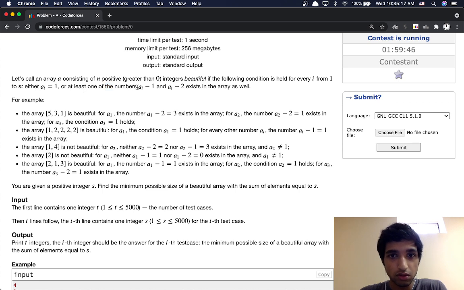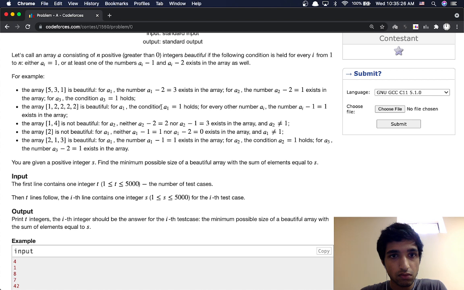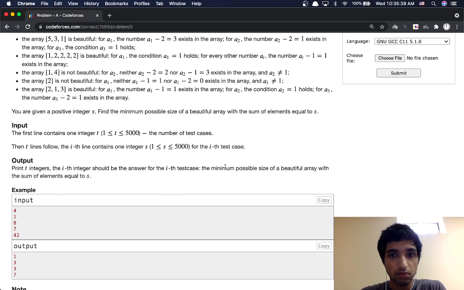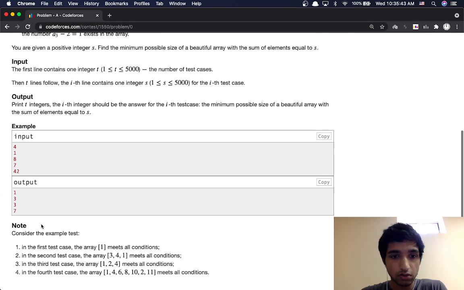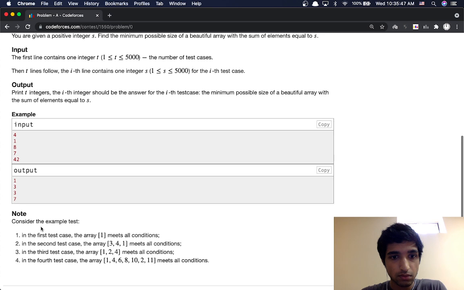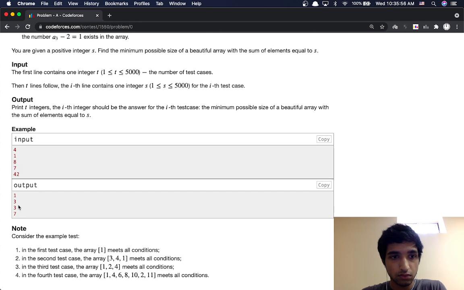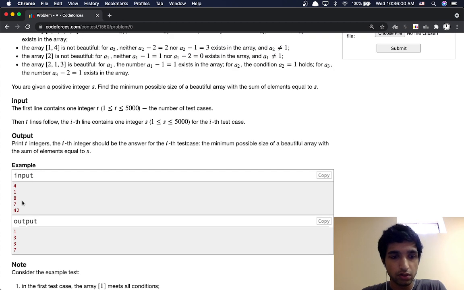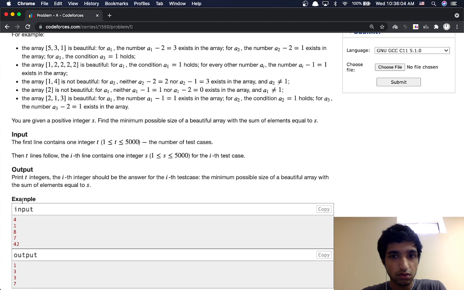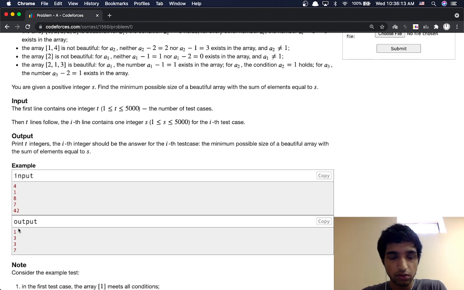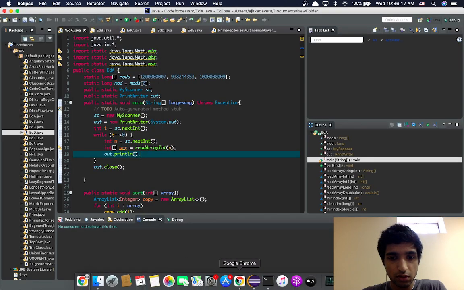Either A_i is 1 or at least one of the numbers exists in the array. Minimum possible size of a beautiful array with sum of elements equal to S. It's just like the perfect square that's greater than or equal to, yeah. Okay, what's the size?